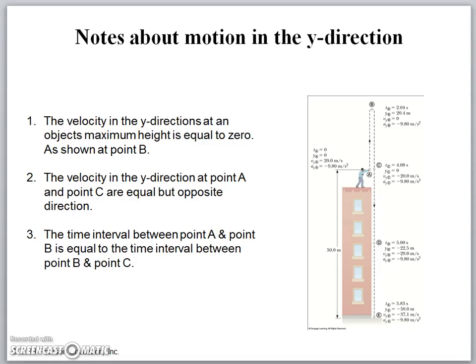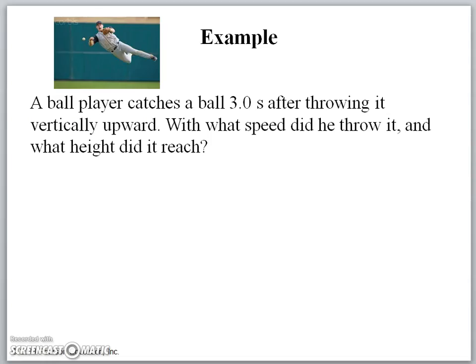Now before we solve our second example, there are a few notes about motion in the y direction I'd like you to jot down. The first one is that the velocity in the y direction at an object's maximum height is equal to 0, as shown on the figure to the right at point B. The second thing to note is that the velocity in the y direction at point A and point C are equal, but in opposite direction. And third, the time interval between point A and point B is equal to the time interval between point B and point C.